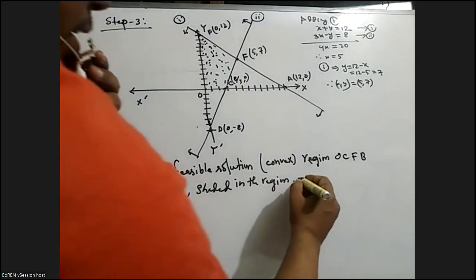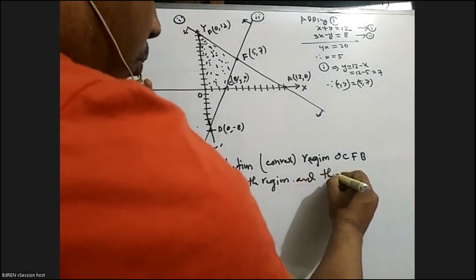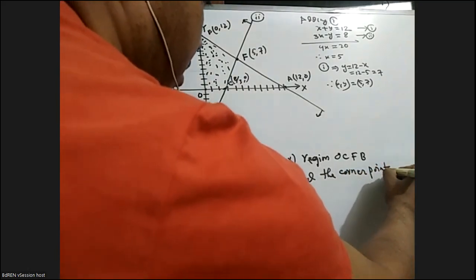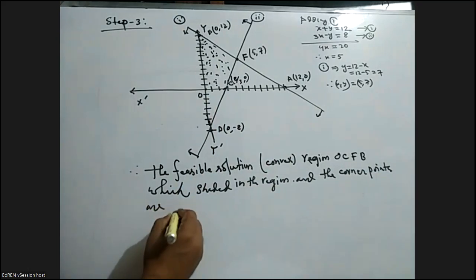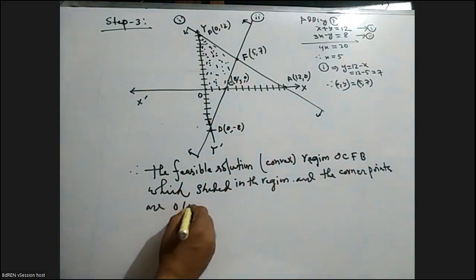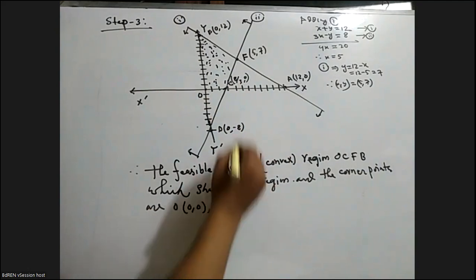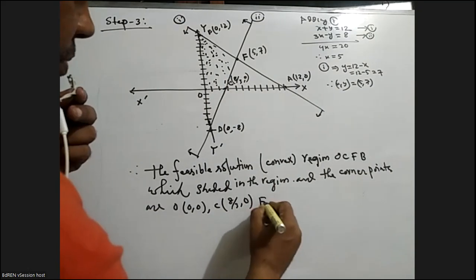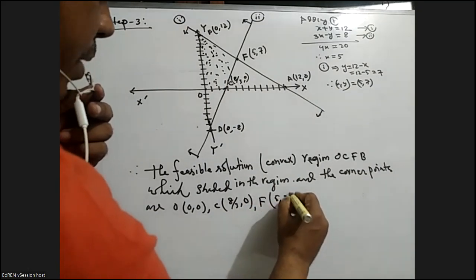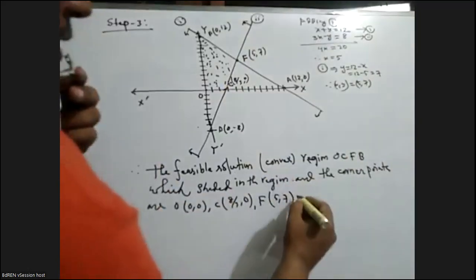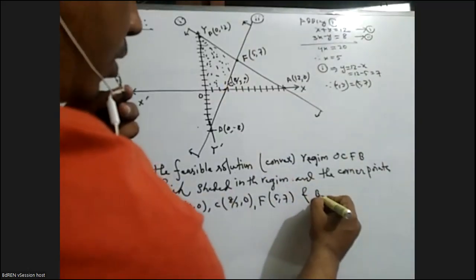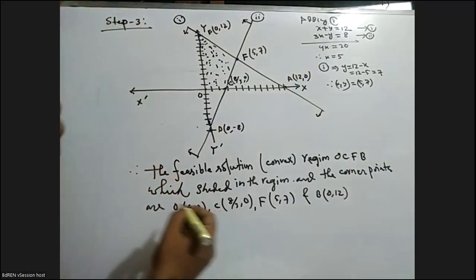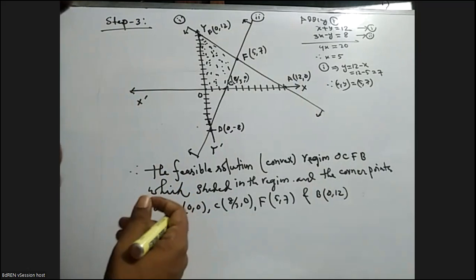And the corner points are what? (0, 0). Then C what? (8/3, 0). F what? (5, 7), after solving equation 1 and 2, we get. And B point was what? (0, 12). So these are the corner points.